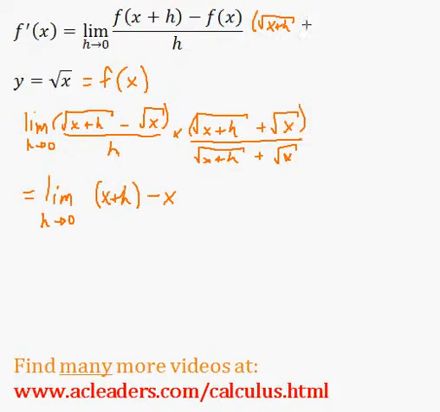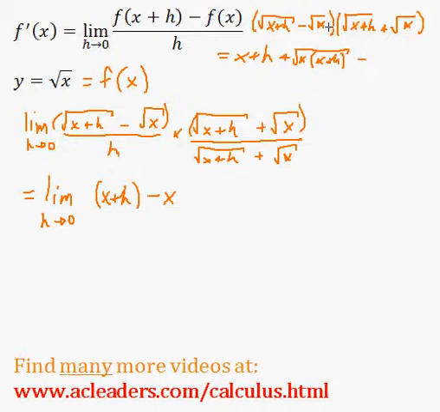Oops. There should be a minus. Okay, we would be foiling this, of course. The root of x plus h times the root of x plus h is just x plus h, because the roots are going to cancel out. Root of x plus h times the root of x is just the root of x times x plus h. Then negative root x times the root of x plus h will be just minus root of x times x plus h. Then negative root x times root x is just negative x.